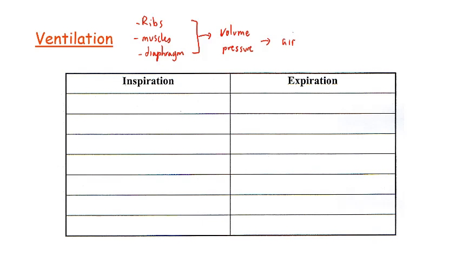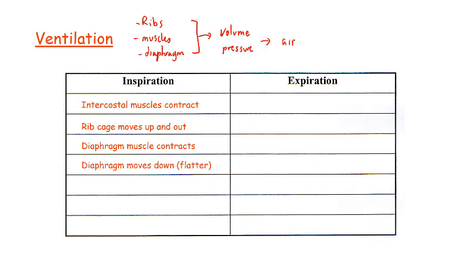So when we're breathing in, our intercostal muscles contract. That has the effect of pulling our rib cage up and out, and at the same time your diaphragm muscle contracts and it flattens. So it would be fine to say for this part your diaphragm contracts and flattens. So your intercostal muscles contract, your rib cage moves up and out.